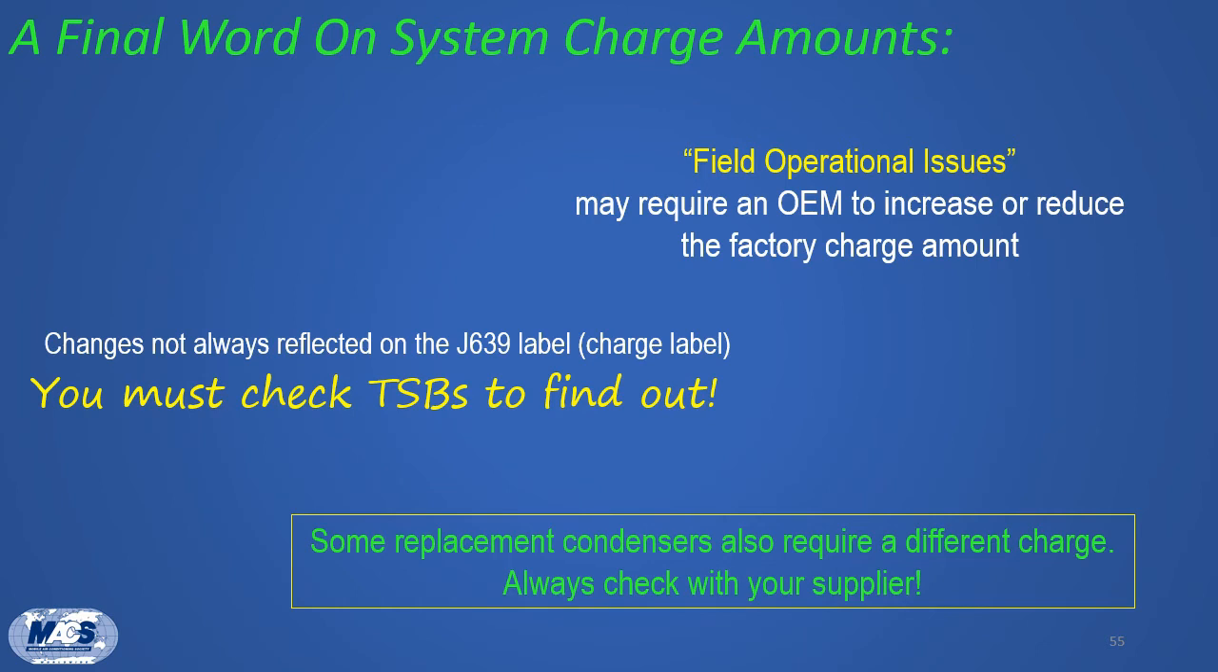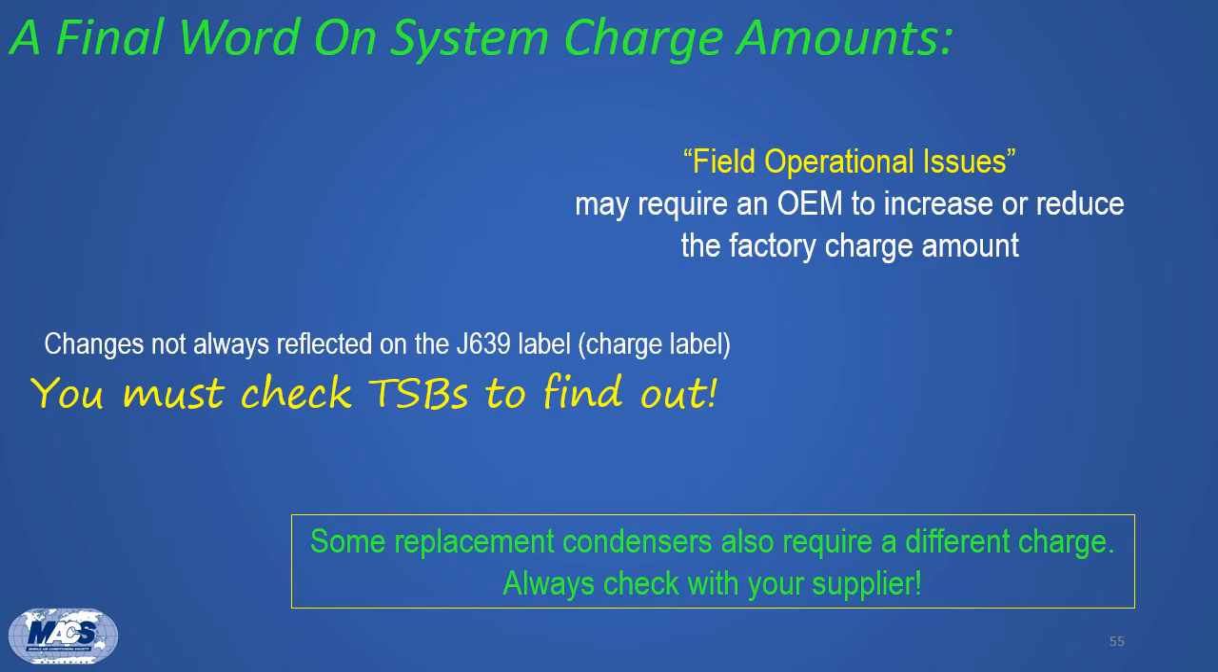Sometimes, after vehicles have left the assembly plant as a result of field operational issues, an OEM may decide to increase or decrease the refrigerant charge. But unfortunately, the charge is not always reflected on a vehicle's factory-installed AC information label. So you must check service bulletins to find this type of information. Also, some replacement condensers require a change in the system charge amount, so always check when replacing a condenser.